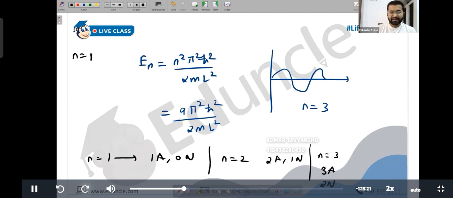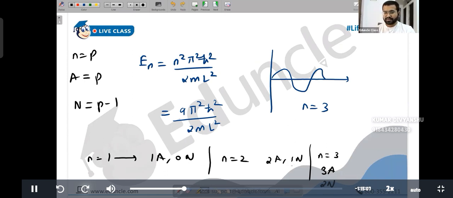So basically, people, if n is p, what will be the empty nodes? p. And what about nodes? p minus 1. n is 1, 1 empty node, 0 nodes. n is 2, 2 empty nodes, 1 node. And n is 3, 3 empty nodes, 2 nodes. 1, 0, 2, 1, 3, 2. Create a chain. Ask me if you have any questions. Don't hesitate. So if n is p, then empty nodes are also p, and nodes are p minus 1.